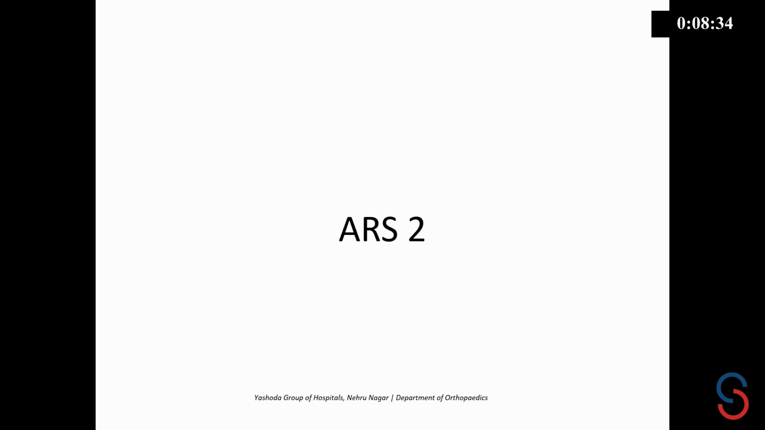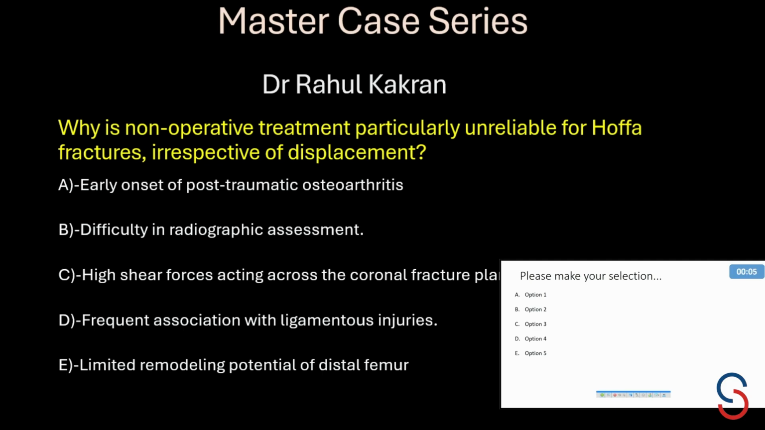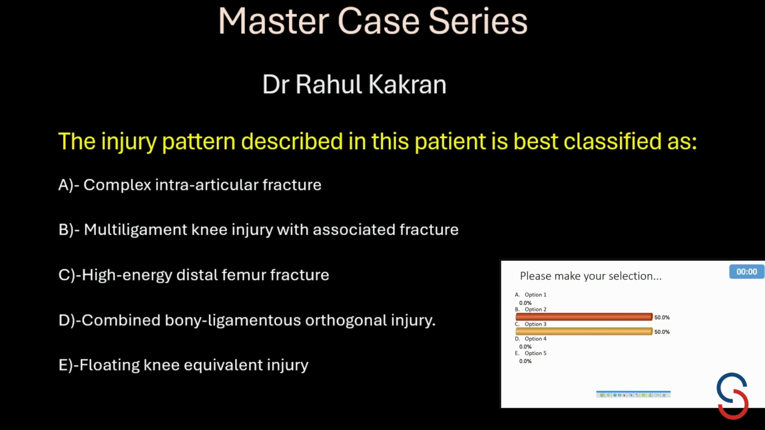Can I have the ARS question, please? Not this one, the other one. Can you put the other question? So basically the question is, what type of injury would you classify this as? There is a medial Hoffa, there is an ACL, MCL, and there is a meniscus injury. So how do you rate this injury?